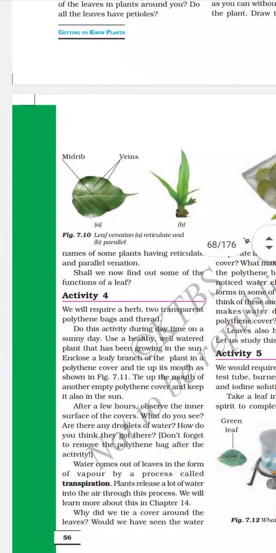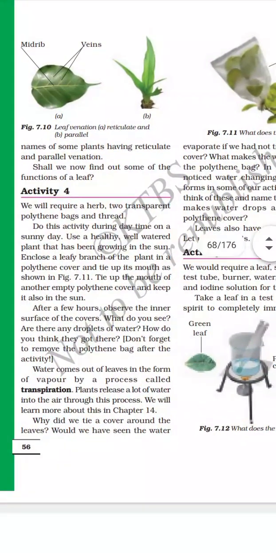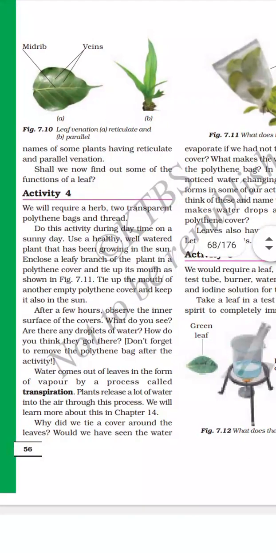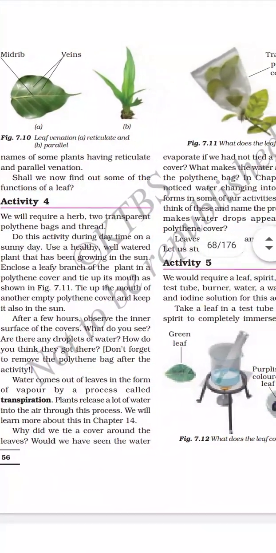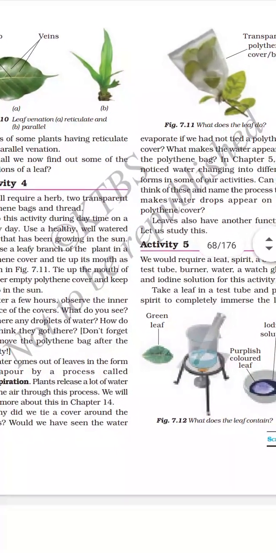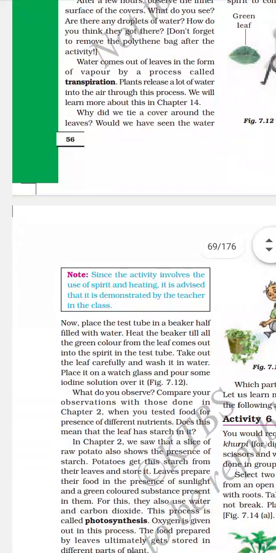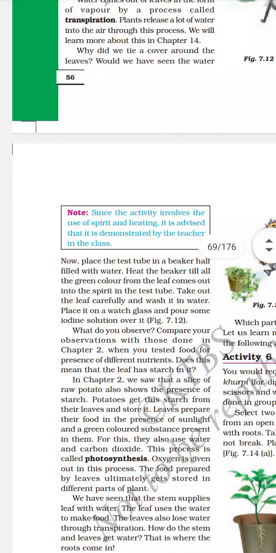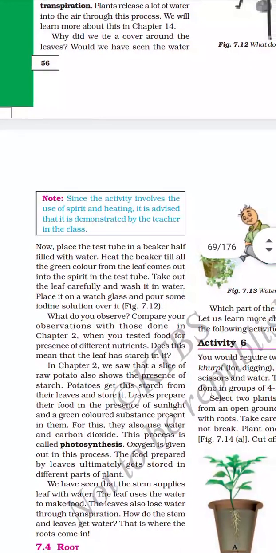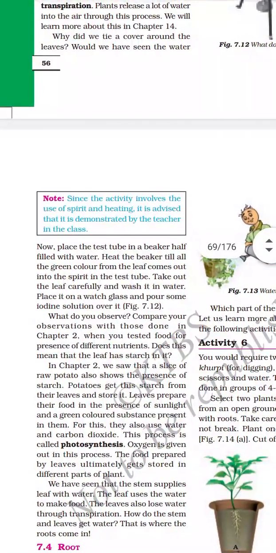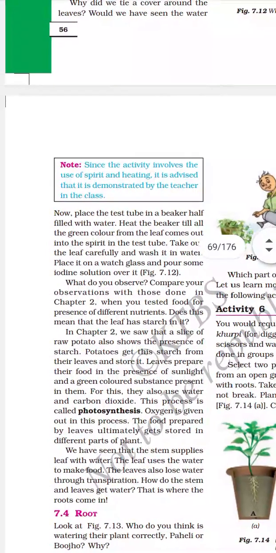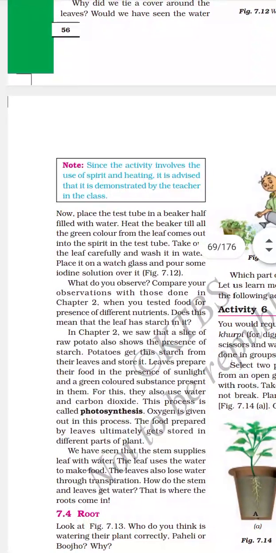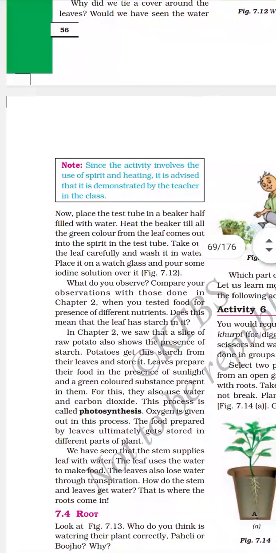Leaves are the part from which water comes out. This process through which the water comes out of leaves is called transpiration. Plants release a lot of water into the air by this process. Food is prepared in the leaves using water and carbon dioxide, by a process called photosynthesis. Oxygen is given out during photosynthesis. The food prepared in the leaves ultimately gets stored in the different parts of the plant.